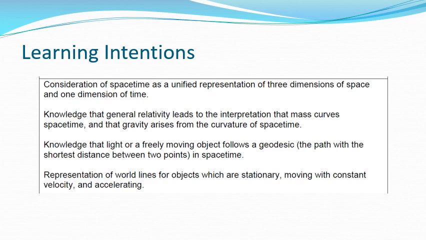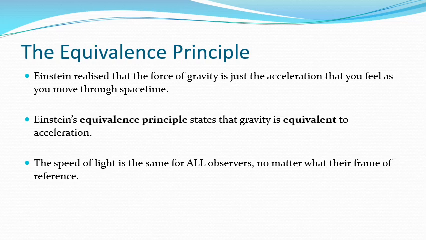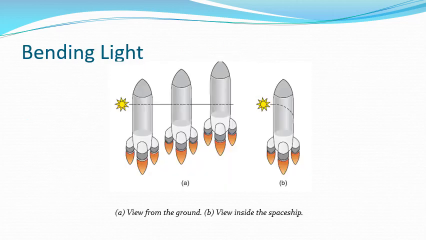So these are the things that we've talked about in the other videos in terms of what space-time is and that mass curves space-time, which is what general relativity talks about. The geodesic path and the world line space-time diagrams. We also talked about the equivalence principle, which states that gravity is equivalent to acceleration. So let's look at some of the potential impacts of this.